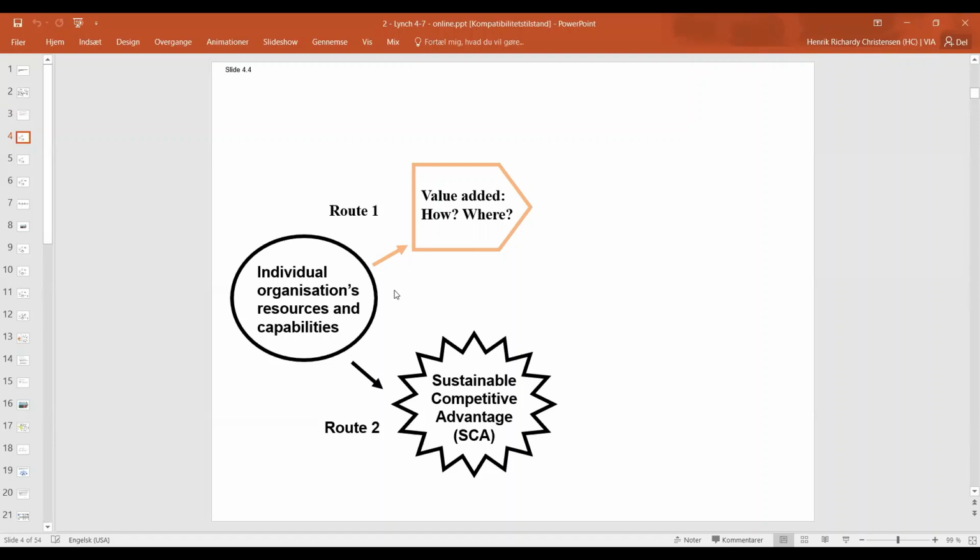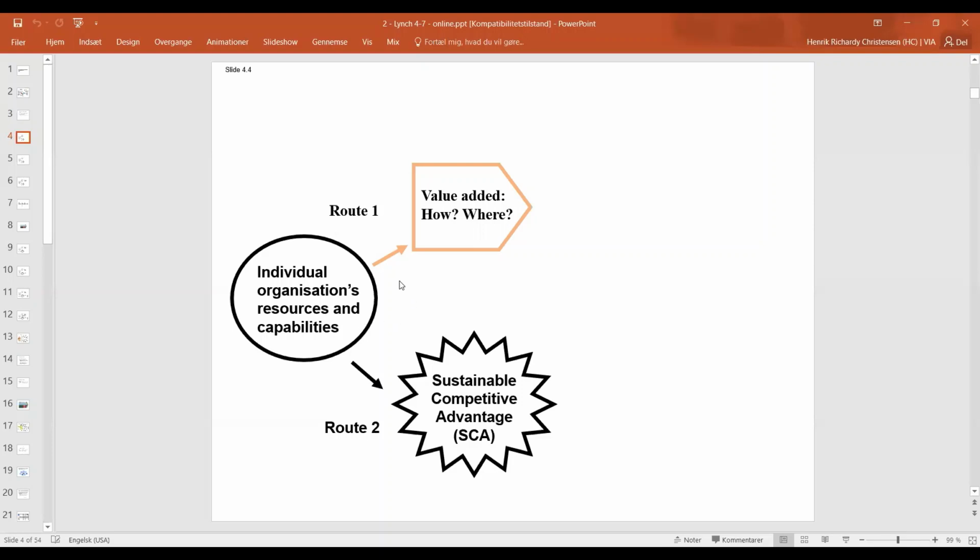So in that case, taking it on a personal level, most of us probably would say that right now we wouldn't have a competitive advantage, because there are other companies who are much better at cooking, and they also probably have a lot more and better equipment, meaning tangible resources. And what about value added?